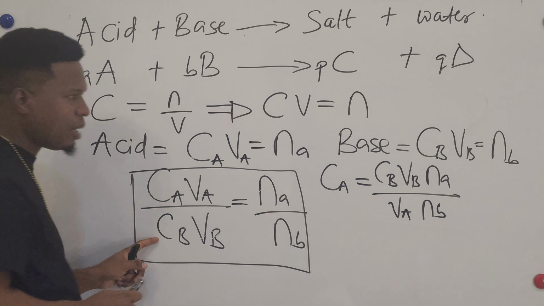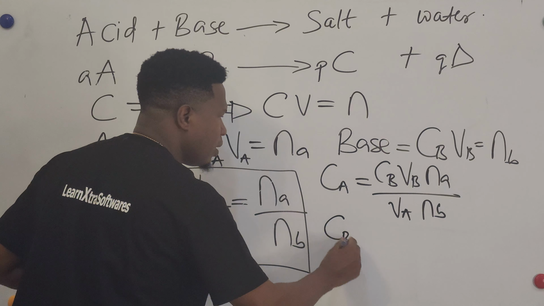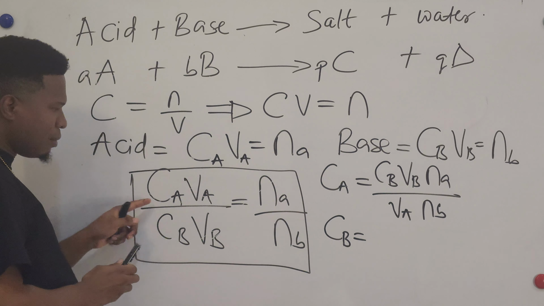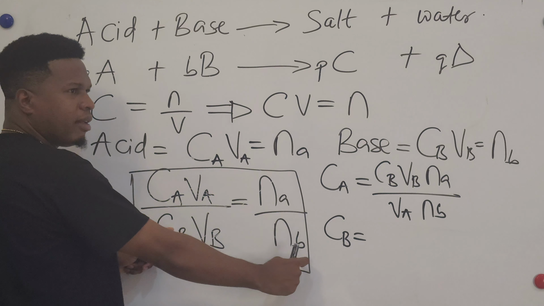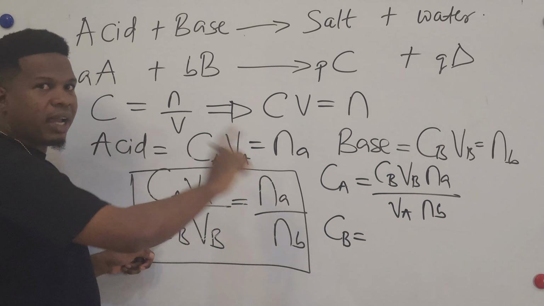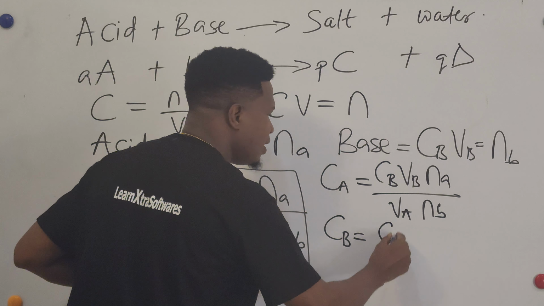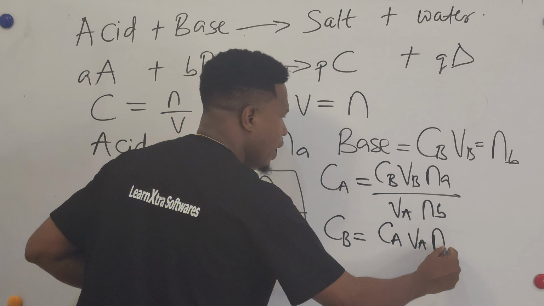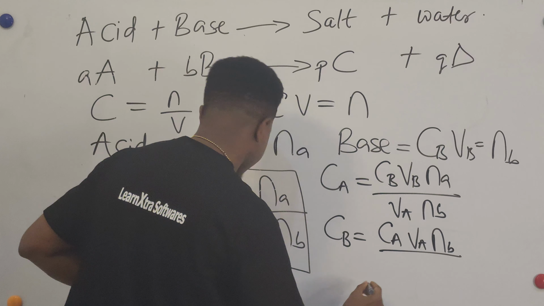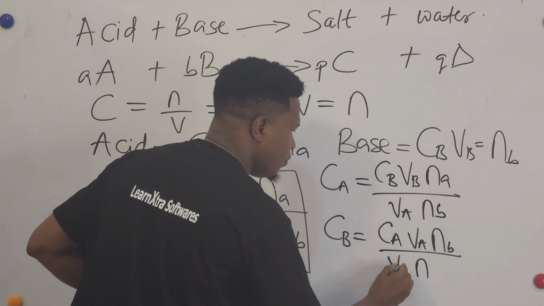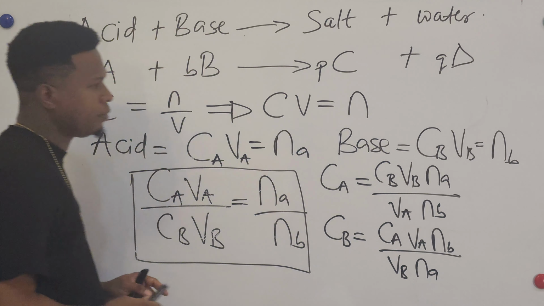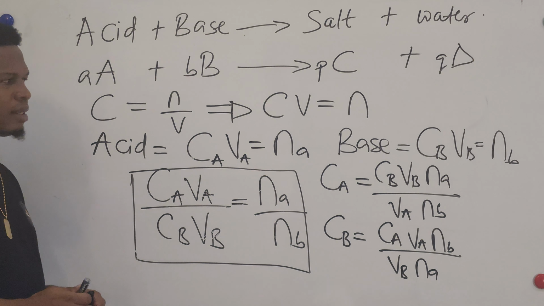Let's do for Cb. If I'm looking for Cb, how do I do that? You cross again. These two, this one will multiply. Then these two that are close to this one will divide. So what do you have? You have CaVa nb all over Vb and na. Does that make sense? Yes.